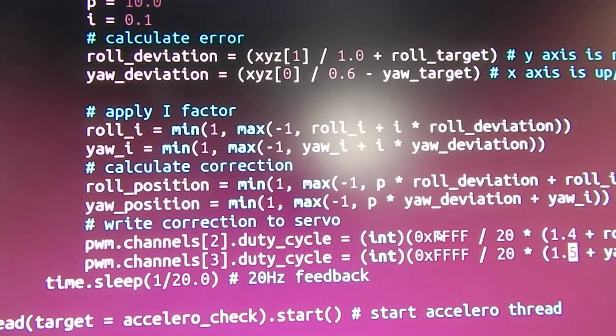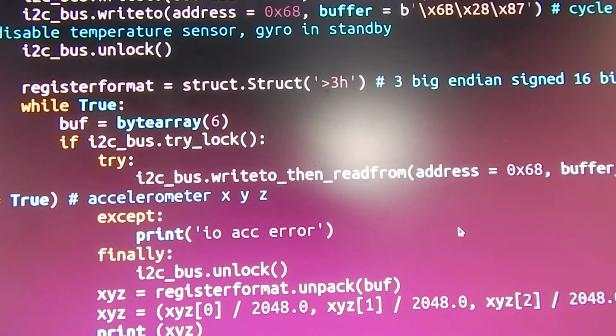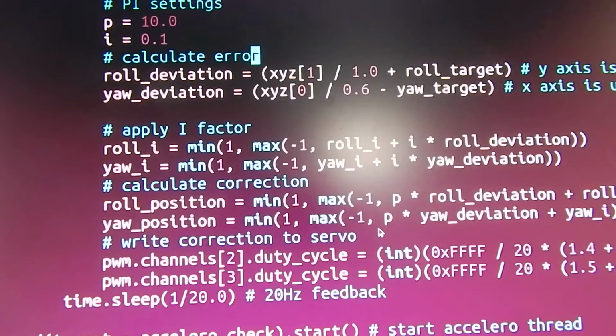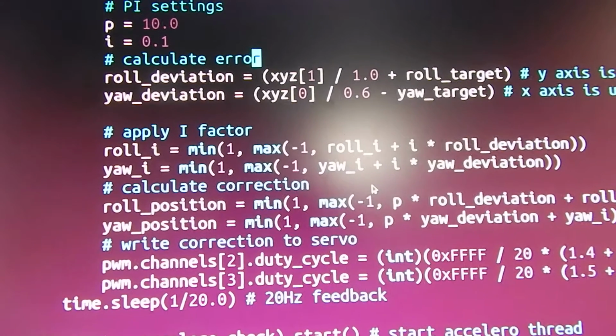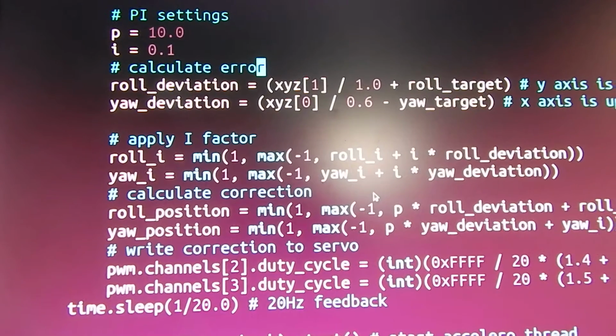So the accelerometer also has a 20 Hz low pass, so I'm getting really clean values out of it, and this helps me to have a very stable flight.